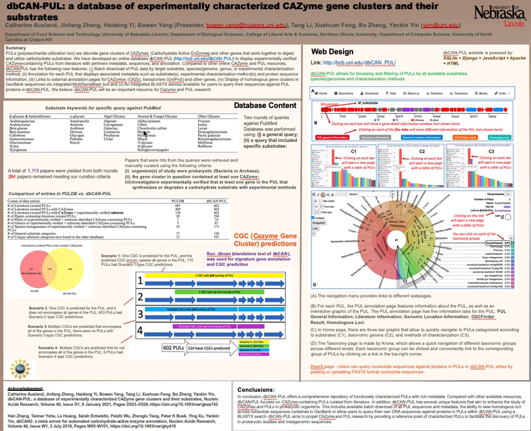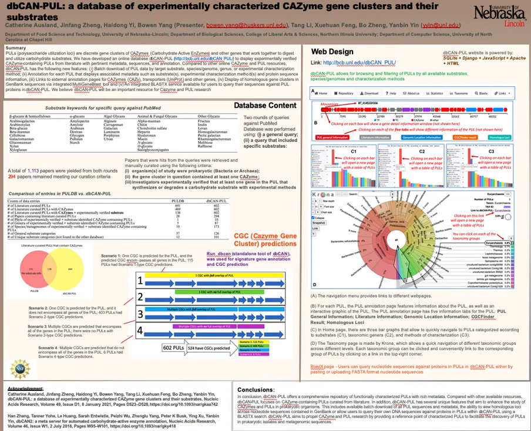Papers that were hit from the queries were retrieved and manually curated based on the following criteria, 1, 2, 3 listed here. A total of 1,113 papers were yielded from both rounds of PubMed searches, and after manual curation, only 294 papers remain meeting our selection criteria. The content comparison of PULDB, a well-recognized published PUL database, and our dbCAN-PUL can be reflected in this table here. Additionally, there's an overlap between PULs of our dbCAN-PUL and those of PULDB. Approximately 469 PULs from PULDB were literature curated, but they're not necessarily experimentally verified or with a substrate characterized.